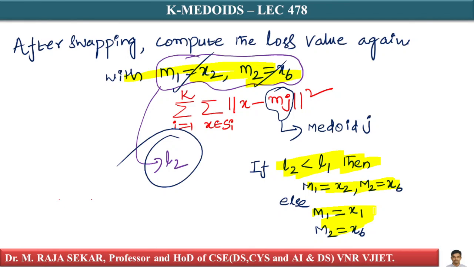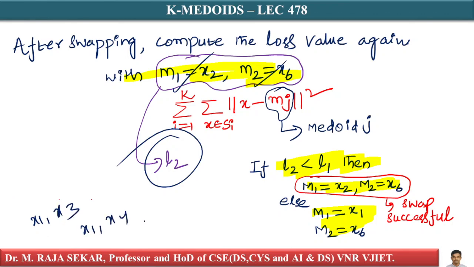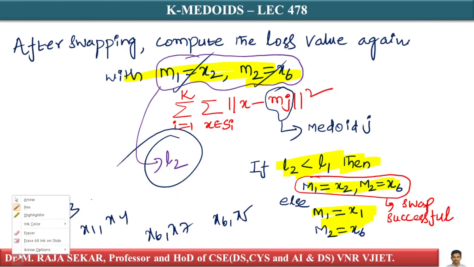I will keep doing this. I will not leave with one swap. I will check for x1, x3, then x1, x4, and similarly x6, x7, x6, x5. Lots of swaps are possible.